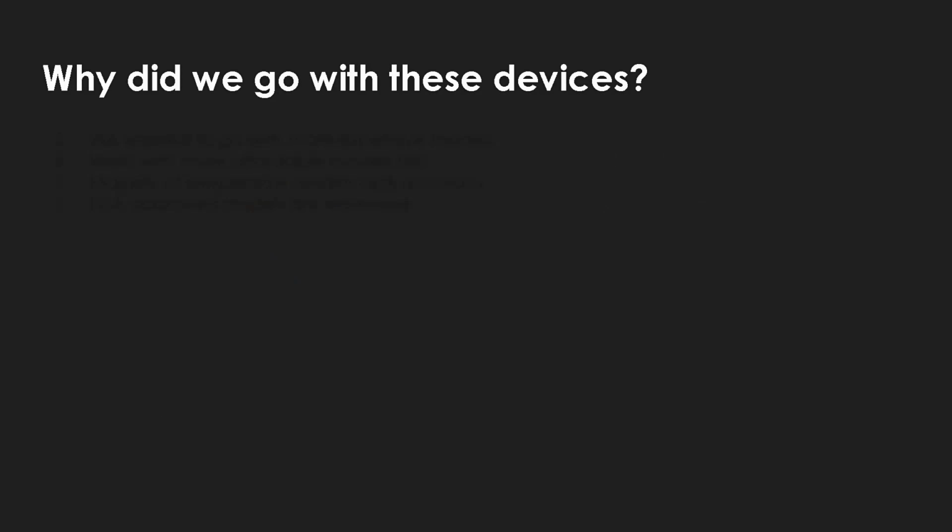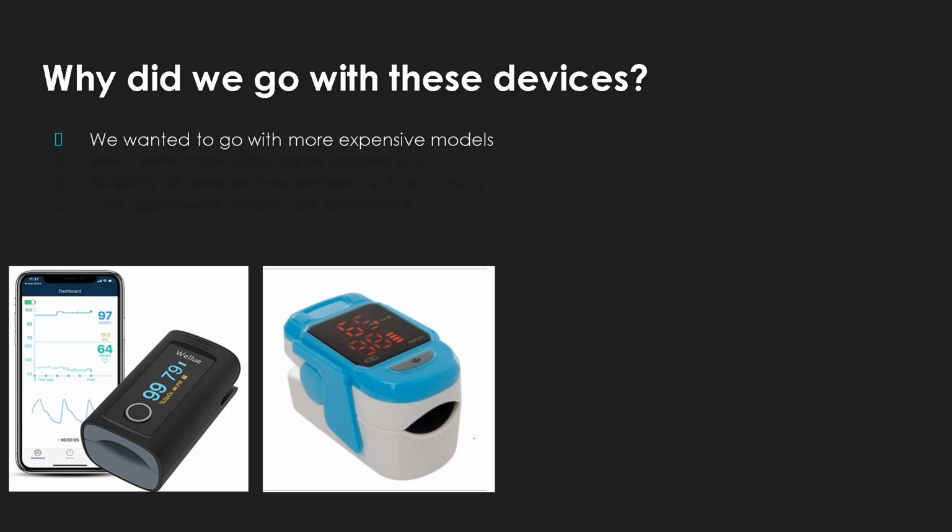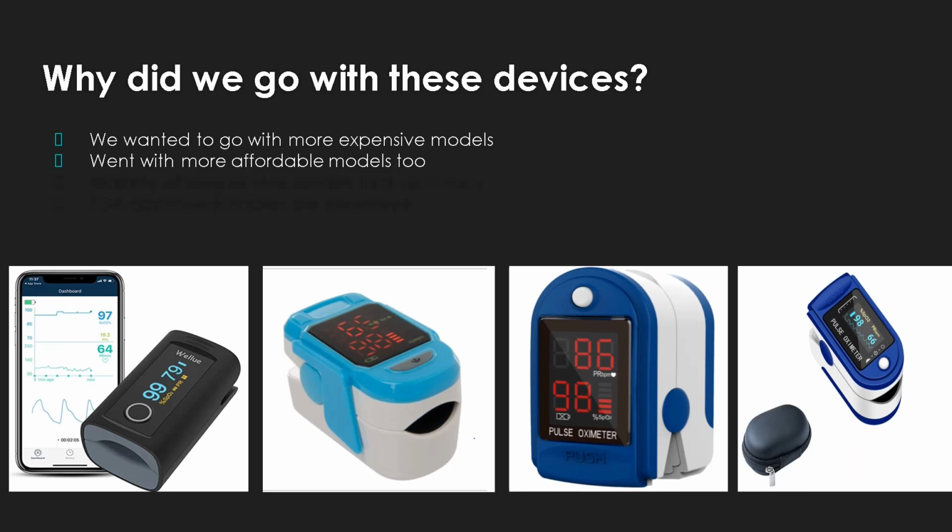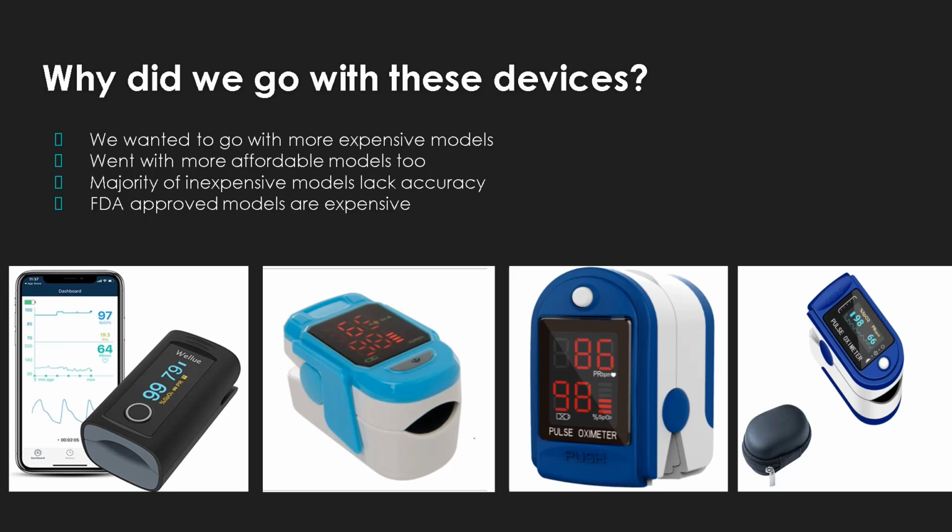We used these specific devices for multiple reasons. First, we wanted multiple expensive models like the WellU and Baseline models so that we can compare them to more affordable models like the Walmart brand ones and middle tier price models like the Clinical Guard device. Most of the inexpensive pulse oximeters did not have good accuracy, which is not good as again, not everyone can afford expensive models, so the cheaper ones need to be as accurate as they can be. The final reason we used these models is because we wanted to use FDA approved ones, which naturally are more expensive.